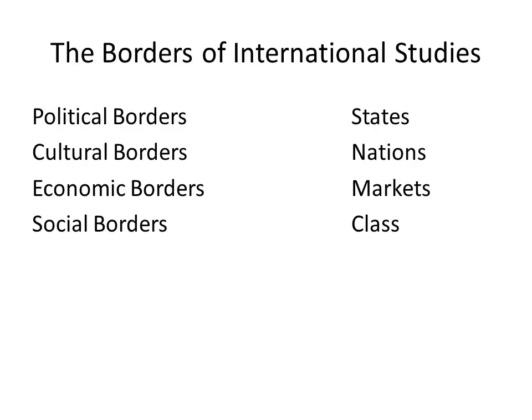The fourth border of international studies that we want to draw your attention to are social borders. And it doesn't take Marxist analysis to at least recognize that class is a real critical component to understanding how people potentially identify themselves. And where those social borders exist in the world is very important.